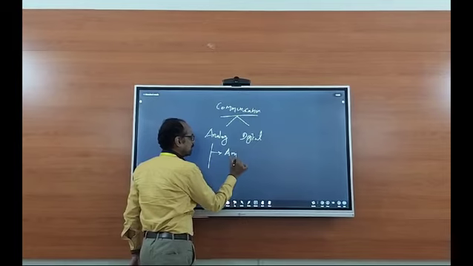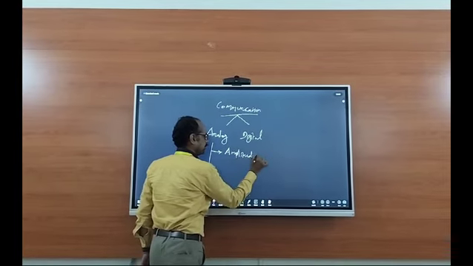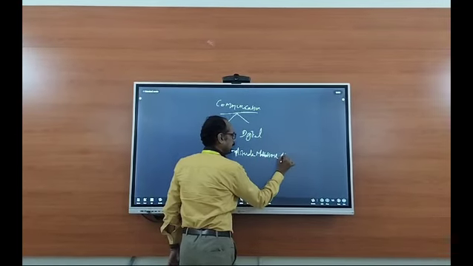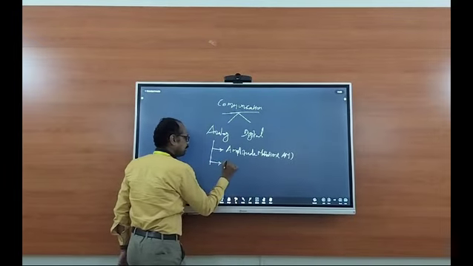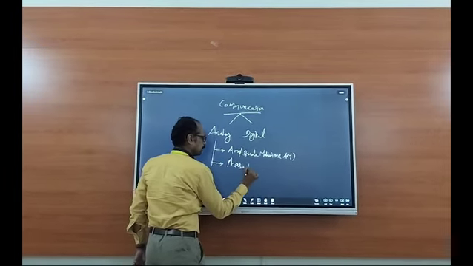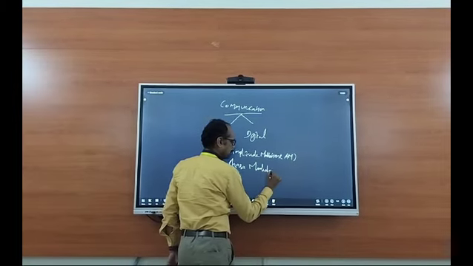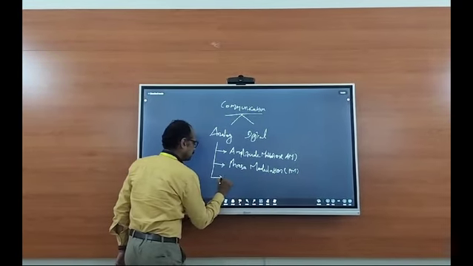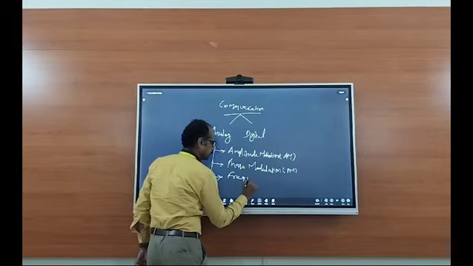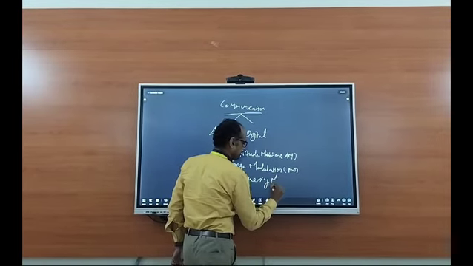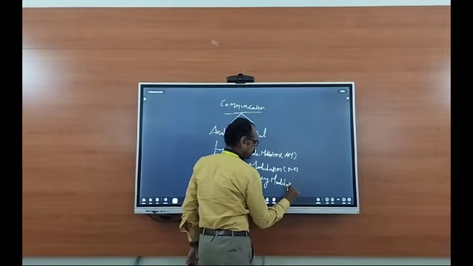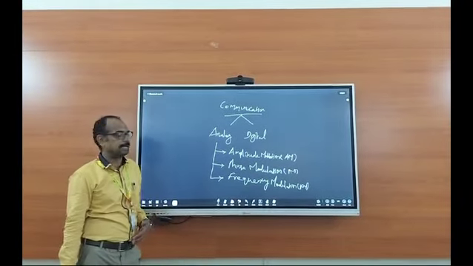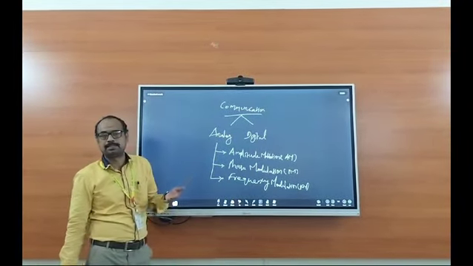One is amplitude modulation, simply represented by AM. The second one is phase modulation, simply represented by PM. And the third one is frequency modulation, represented by FM. These three basic modulation techniques are involved in any communication scenario.